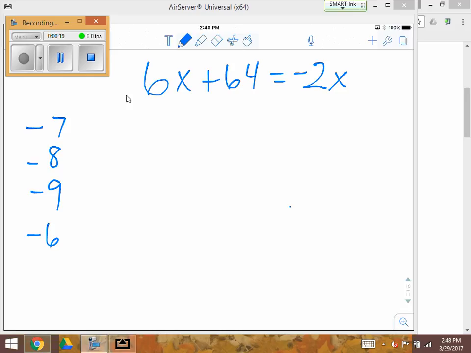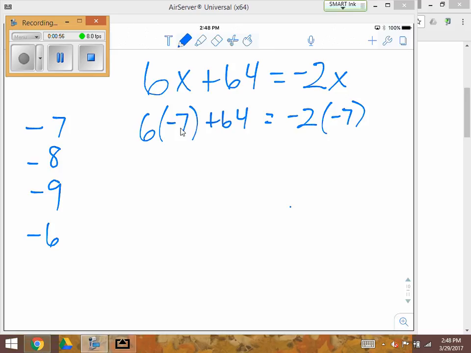I'm going to do 6 times -7 plus 64 is equal to -2 times -7. And if you notice how I'm writing everything, whenever I plug a number in for a letter, I'm substituting a number in for a letter. I do it with parentheses, and this is multiplication. Notice how I'm going away from using the x for multiplication because it gets kind of confusing when I'm dealing with equations, because an x could mean a variable. So I like to use parentheses, just helps to make it nice and neat and clean.